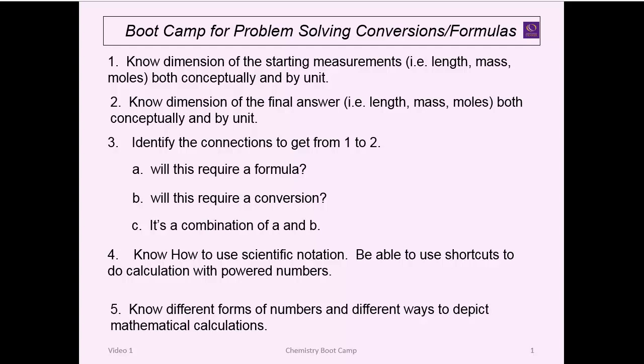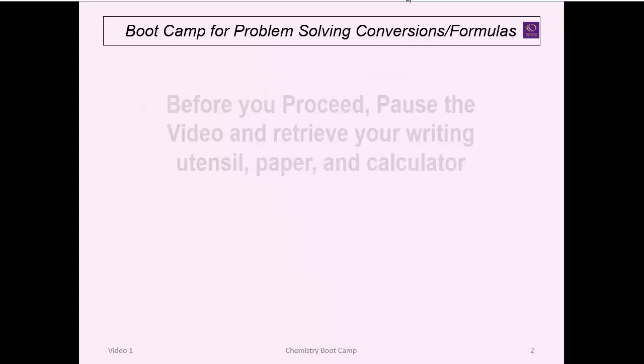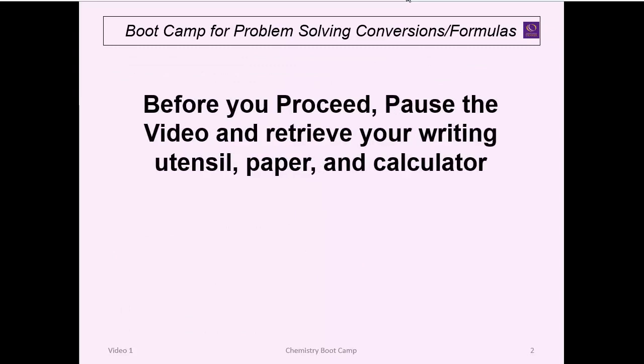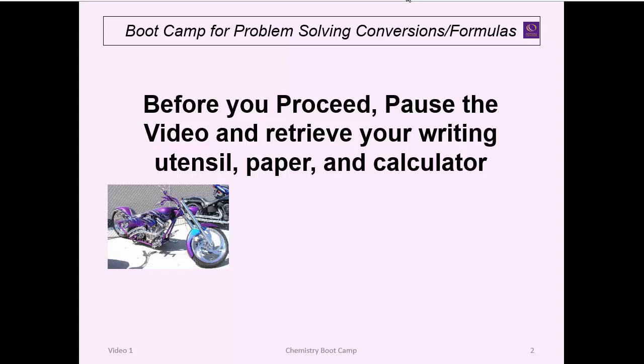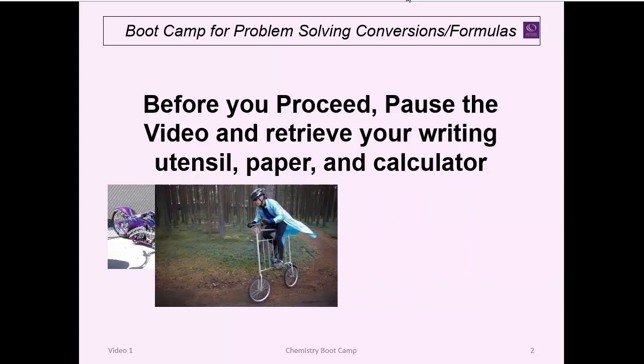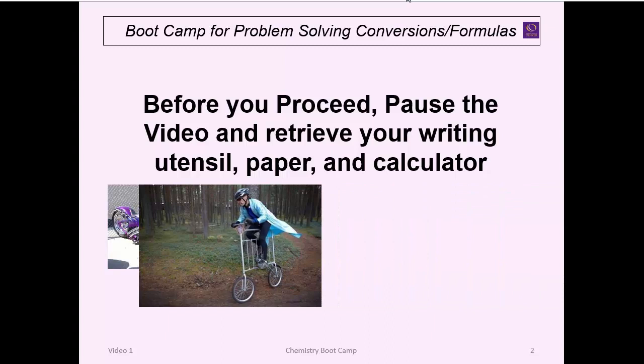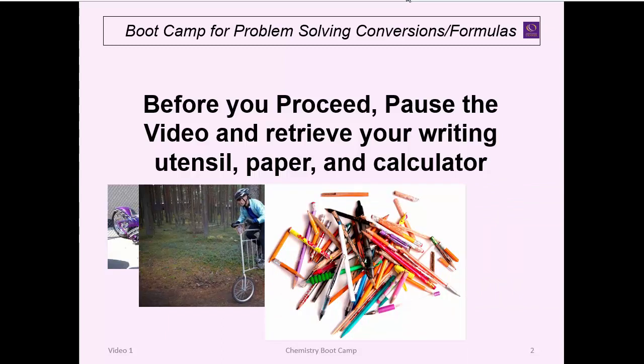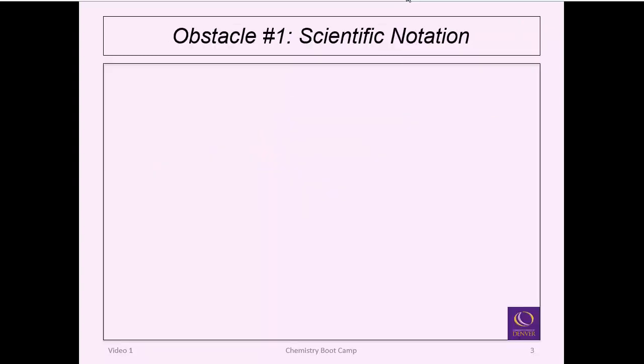So today we're going to start working on solving conversions and formulas. We're going to just get you introduced. But before you proceed, pause this video and go retrieve your writing utensils, paper, and a calculator. And when I say writing utensils, I mean writing with a W, so you're ready to rock and roll here.